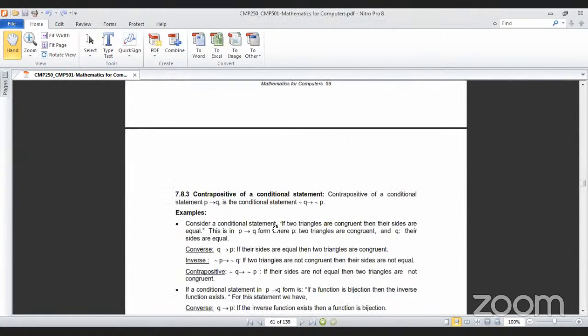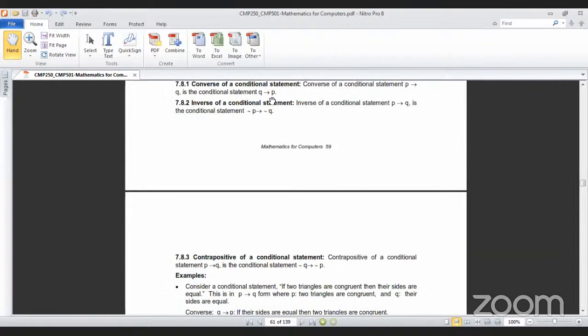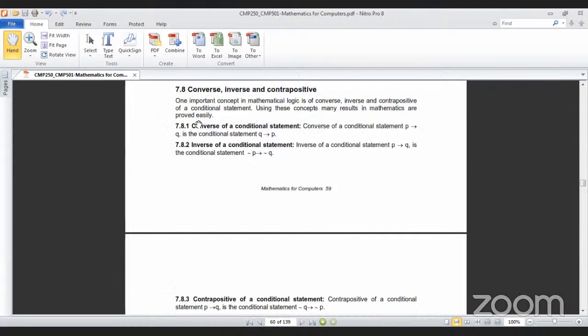After that, contrapositive means the opposite of it. Converse was there, so Q implies P. Now contrapositive is used, therefore negation Q implies negation P.